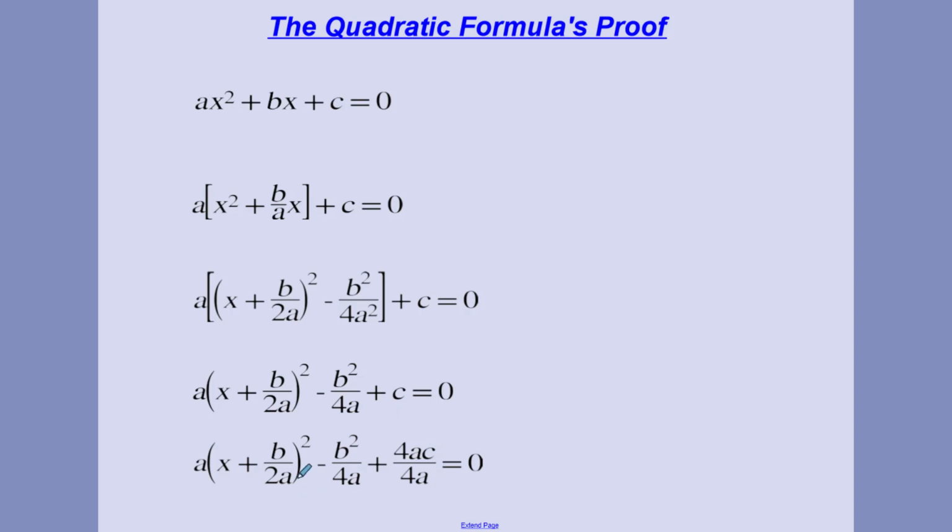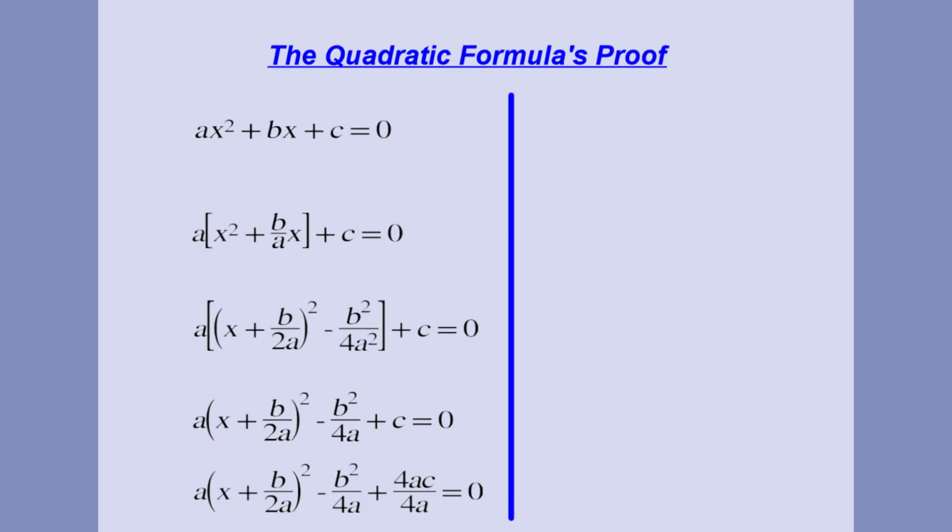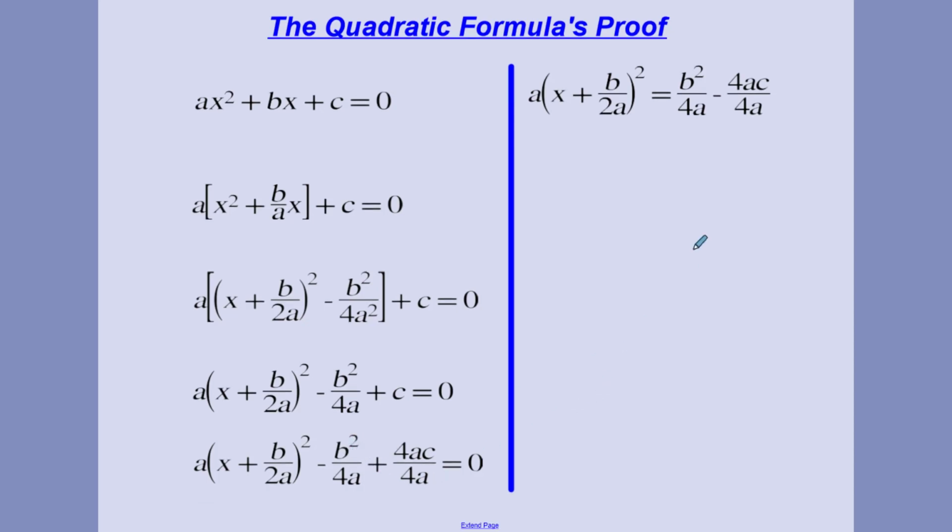Now we need to solve in terms of x, so we need to get rid of the second and the third term. So we're going to do the opposite, plus b squared over 4a and minus 4ac over 4a, which gives us a times x plus b over 2a squared equals b squared over 4a minus 4ac over 4a.